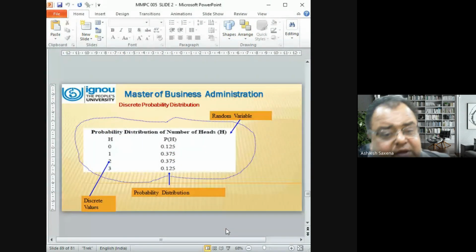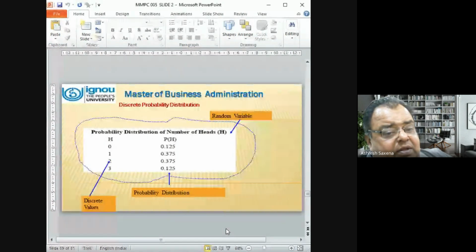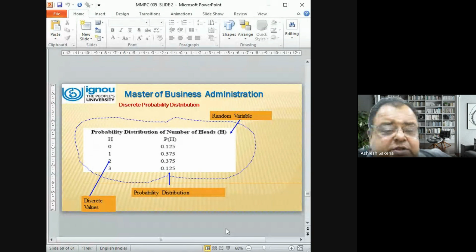See over here, discrete values when we are talking about the number of heads in tossing coins. No head, that means zero heads, probability will be 0.125. When we have one head, the probability will be 0.375. Two heads, probability will be 0.375. And if we have three heads, then the probability will be 0.125.